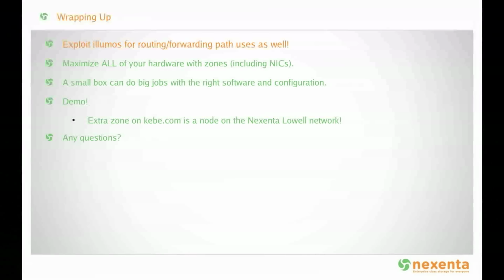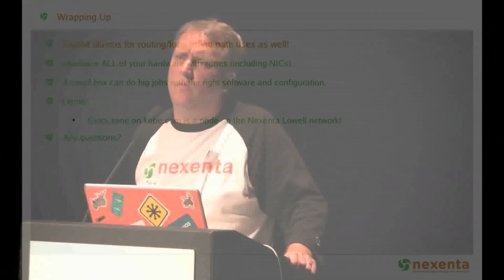So wrapping up, I would recommend to people that Illumos has a perfectly functioning TCP/IP stack that can do packet forwarding and other things, and use it. And you can maximize all of your hardware using zones. People know that already for the most part. That's where Joyent makes hay. That's where Delphix runs on top of virtualized instances as well. And a small box can do big jobs with the right software and the right configuration.